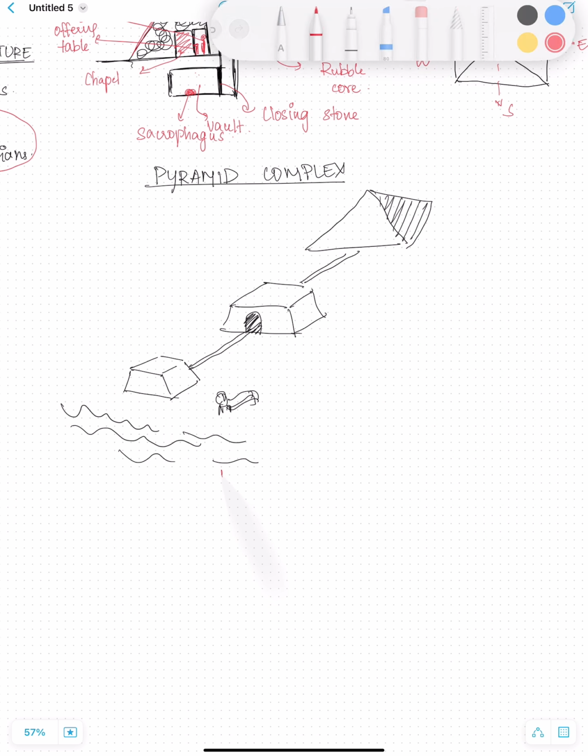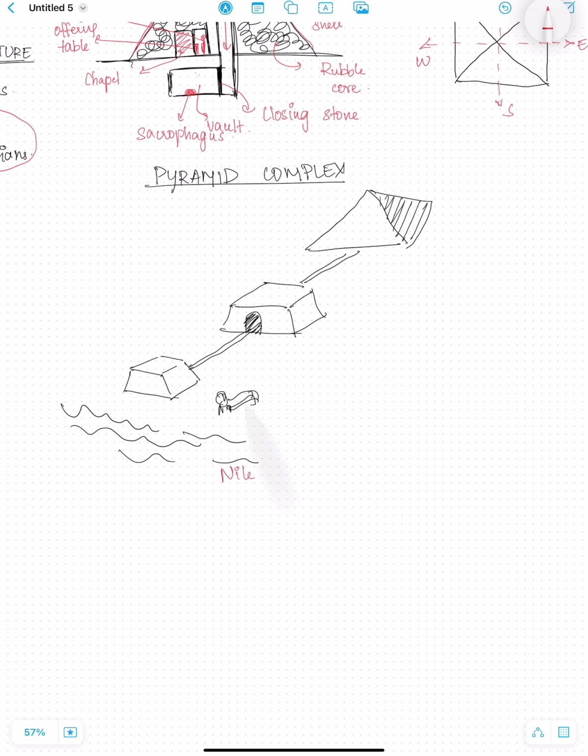So this is Nile, this is your Sphinx, causeway, valley temple, mortuary temple, and finally pyramid.